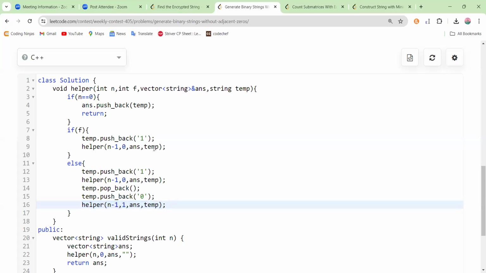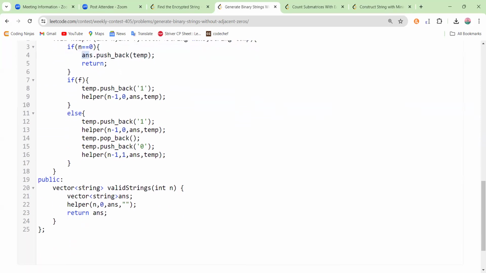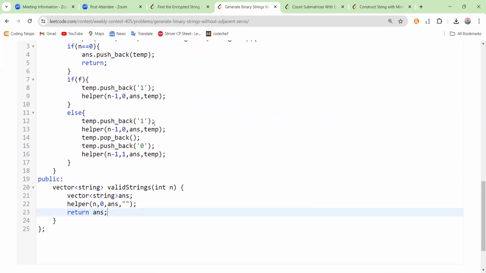Once we do so, in our temp, till we reach n equals 0, we will get all possible valid strings, and we are pushing them back to our answer. And at the end, we are returning the answer. So yeah, that was for this question.